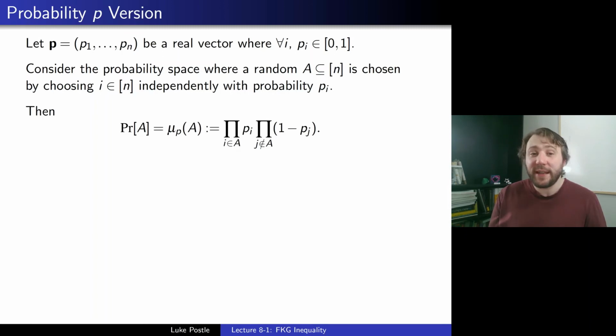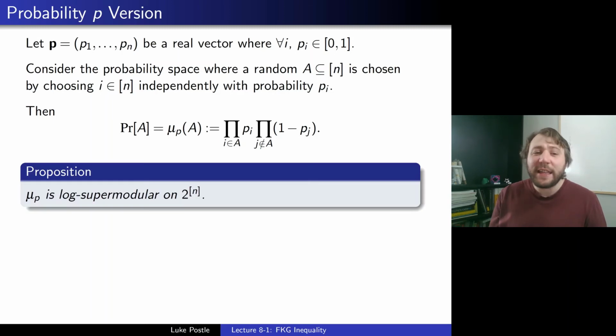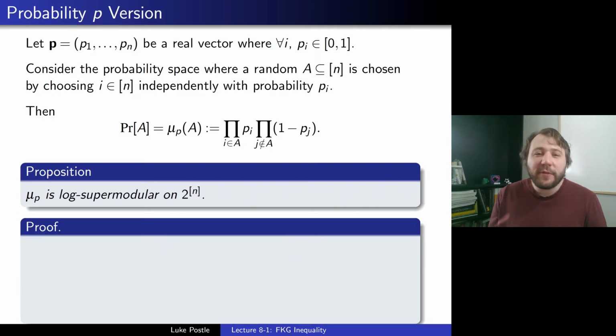and this creates a new probability distribution on the sets. Namely, the probability of A, which we'll write as mu_p(A), would be the product over i in A of pi times the product over j not in A of 1 minus pj. So it creates a somewhat non-uniform distribution there. And the claim is that this is actually still log supermodular on this lattice. So how would you prove that? You might want to stop and prove it for yourself.